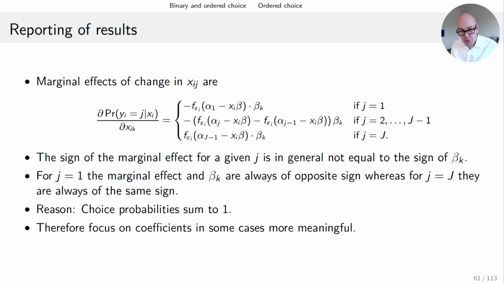Here in the ordered choice model, and that's important for you to keep in mind, the sign of the marginal effect for a given j is in general not equal to the sign of beta k. And the reason for this is this stuff in the middle, where I have beta k times the difference in two densities, the density evaluated at one value minus the density evaluated at another value.